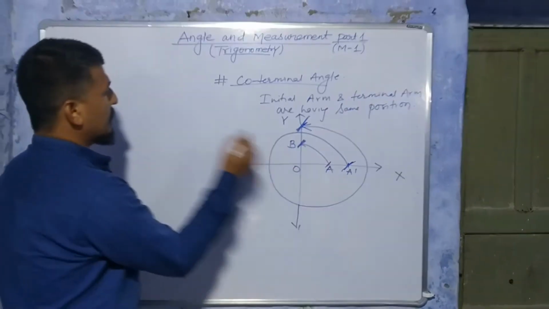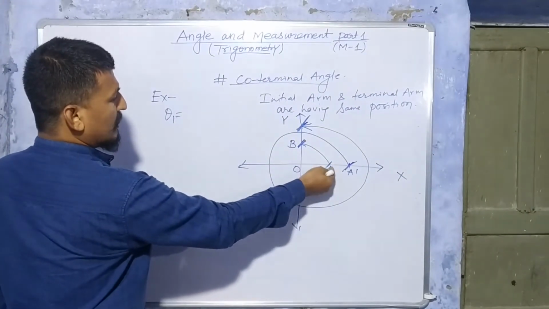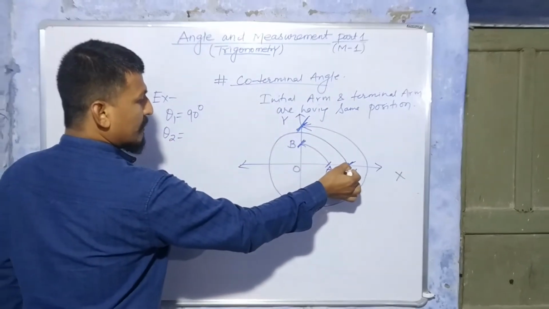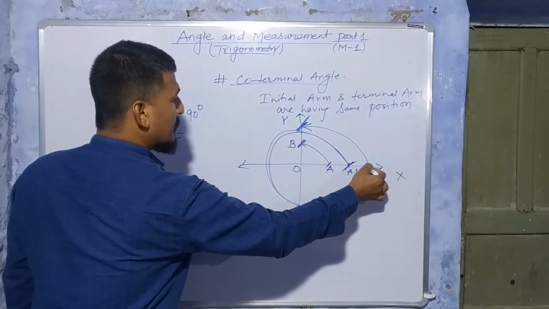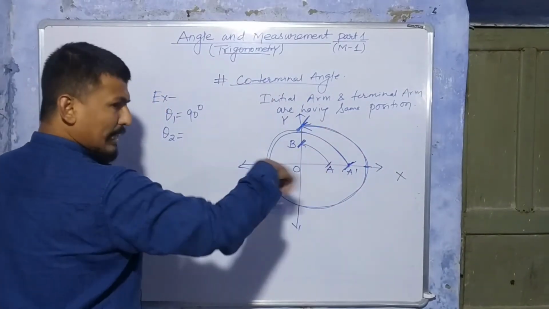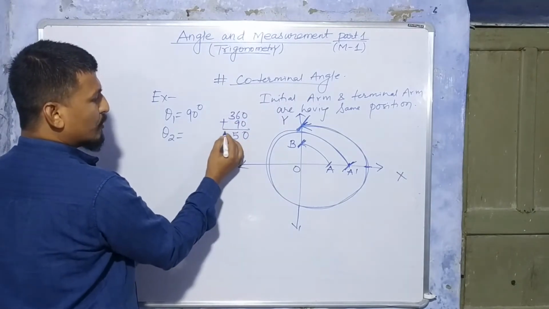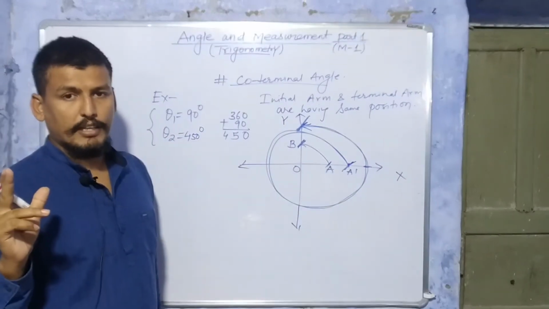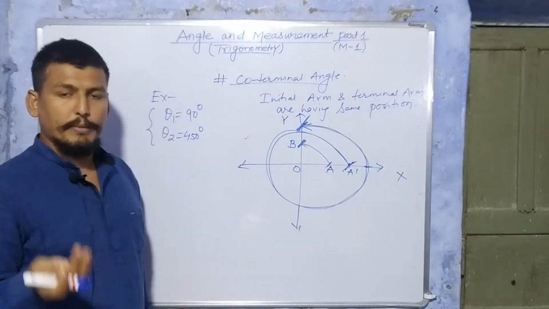Take an example. Suppose in the first case, theta 1 is 90 degrees. Now in the second case, theta 2 is what? See here, from this point to this point it is one complete rotation, and one complete rotation is 360 degrees. And this one is 90 degrees. So the second rotation is 360 plus 90, which becomes 450 degrees. Now you have to find whether this pair of angles is co-terminal or not.